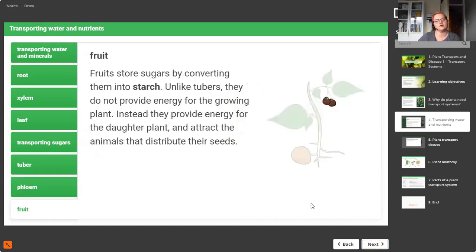And then we have fruit. So fruit stores sugars by converting them to starch, but unlike tubers, they do not provide energy for the growing plant. They provide energy for the daughter plant and attract the animals that distribute their seeds.